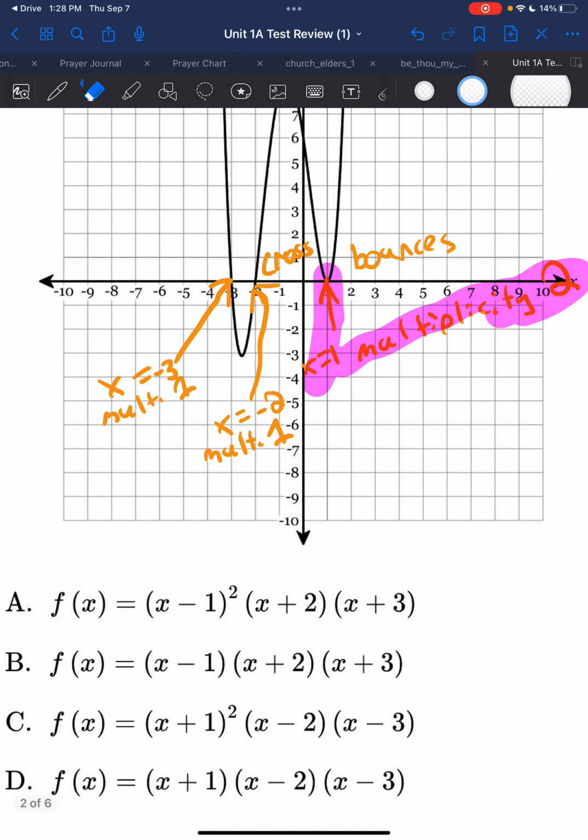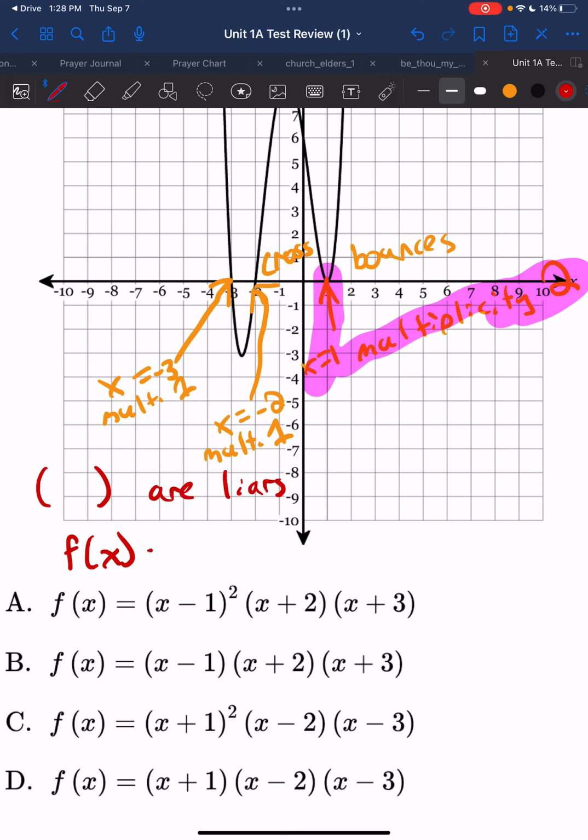So if I go down here, remember I've got to flip my values. So instead of -3, I'm going to have f of x. Parentheses are liars, like always. So instead of -3, I'm going to have +3, x +3, multiplicity of 1, don't need an exponent, multiplicity of 1 again, so instead of -2, I'm going to have +2, and then here, I'm going to have x -1, multiplicity of 2, so squared.